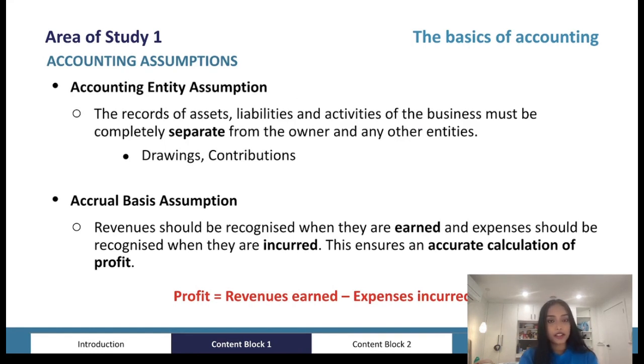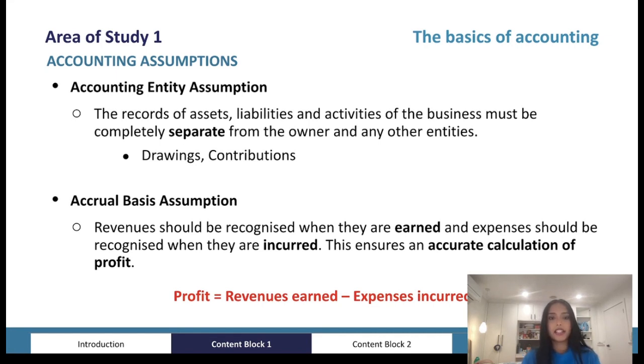There are 4 accounting assumptions in VCE accounting, and you need to be able to know the name and definition of all of the assumptions. So the first one is the accounting entity assumption. And that assumption basically just states that the business has to be kept separate from the owner and any other entities involved in the business. So for example, it needs to be separate from other shareholders, it needs to be separate from the owner's family as well.